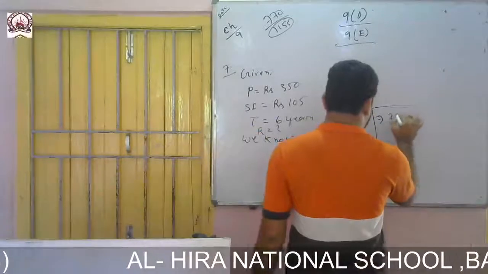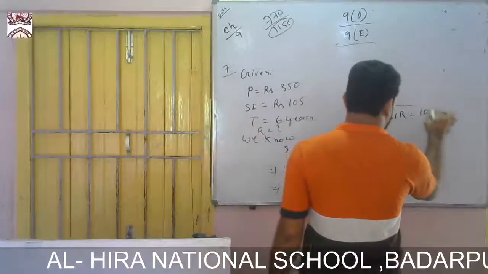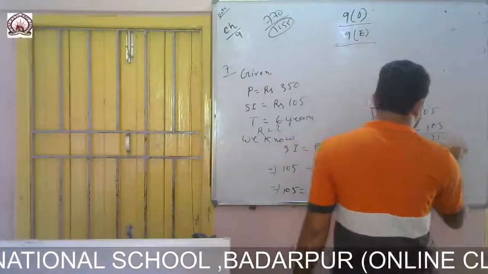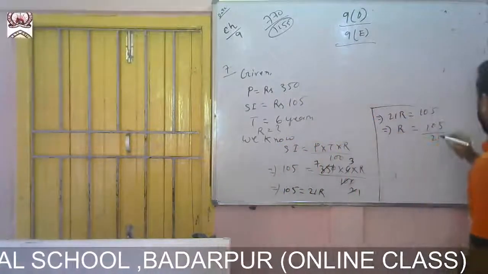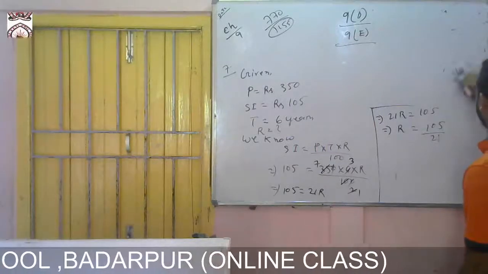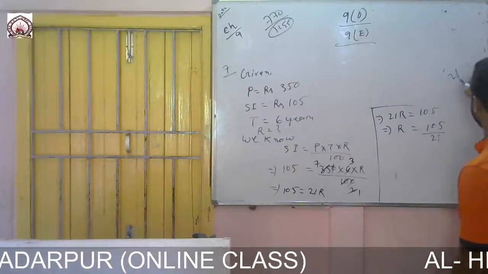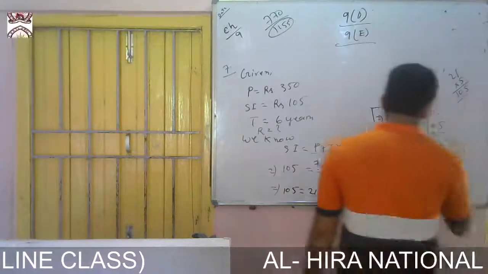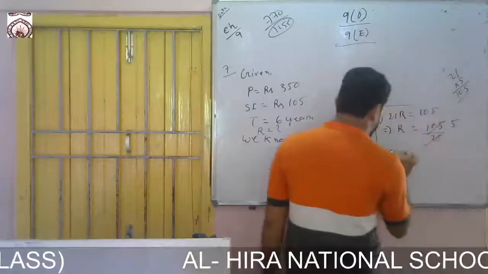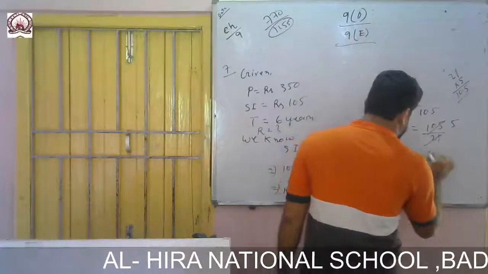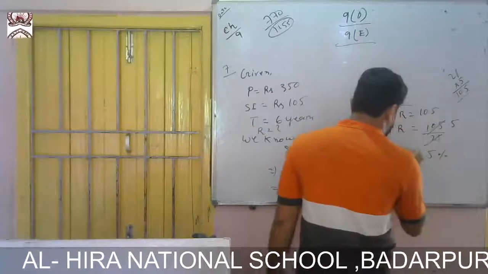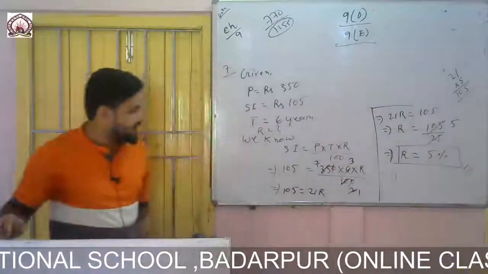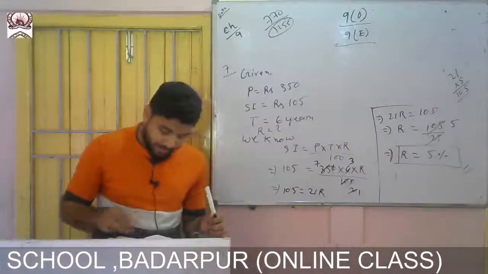So 21 R equals 105. R equals 105 by 21, which is 5. Let us multiply 21 into 5: 5 ones are 5, 5 twos are 10, 105 coming. So 21 fives are 105. Therefore R equals 5%. That is the answer.